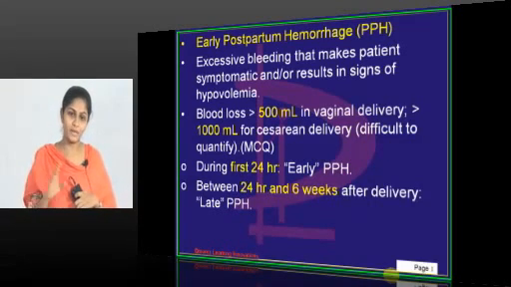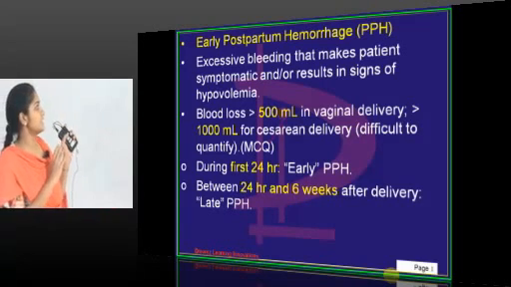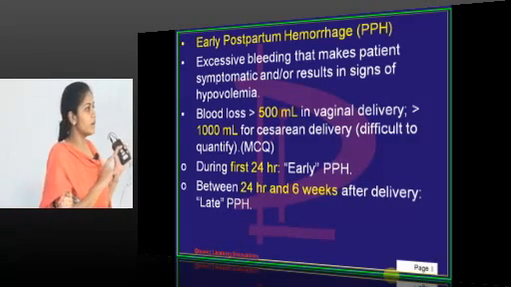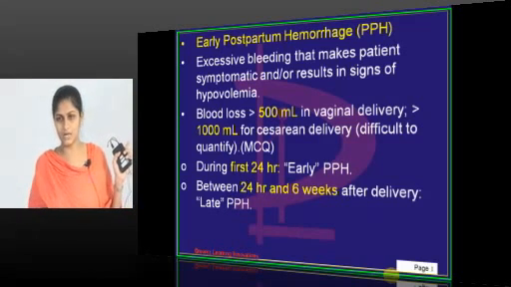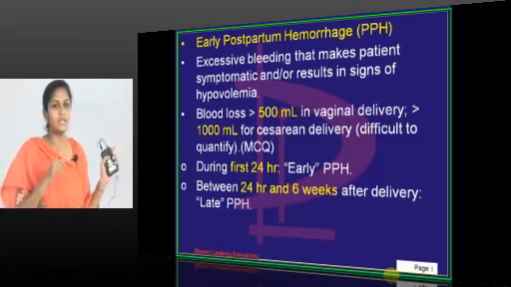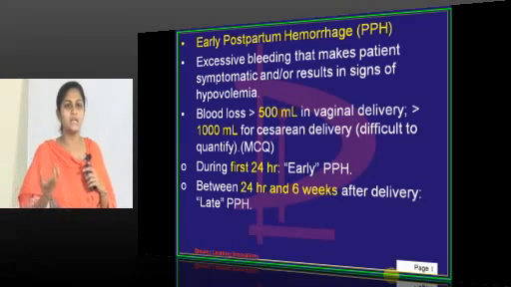Delivery of the baby is which stage? Then the third stage is placental delivery. So delivery of the placenta is the third stage. So mostly the bleeding will be in the third stage. That's why we call it postpartum hemorrhage. So early means within 24 hours from the third stage. If there is PPH, we call it early.